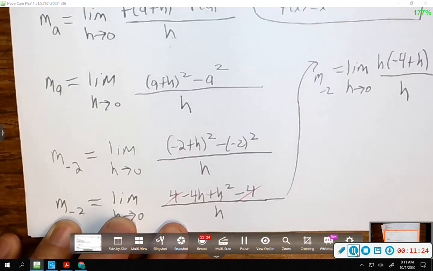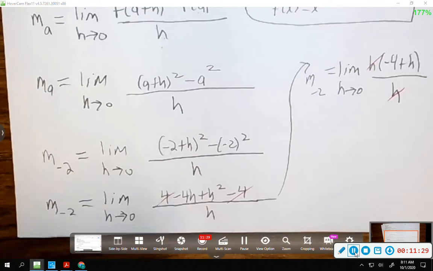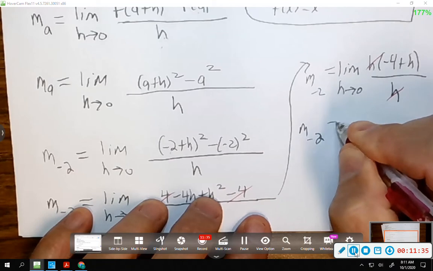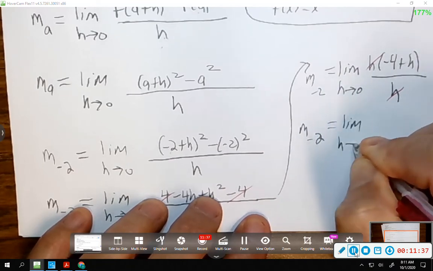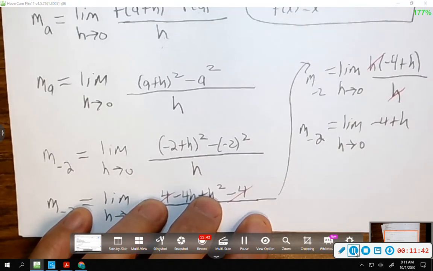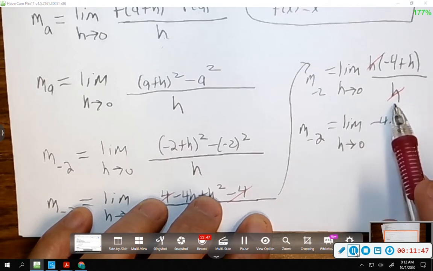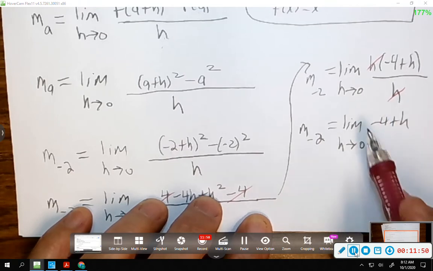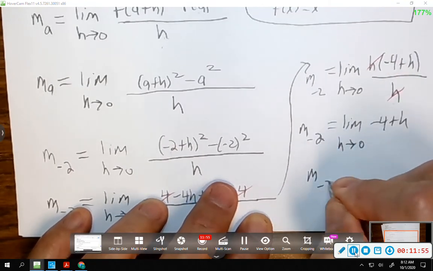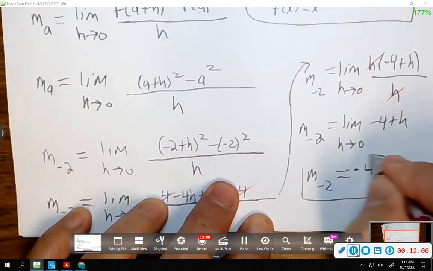Because now this is more algebraically sound to show that we are canceling this factor. The slope at negative 2 of this particular function I can find by taking the limit now. Now that h is out of the bottom, and that's always going to be key to these problems, is to get the h canceled from the denominator. When you plug 0 in, negative 4 plus 0 is negative 4. So the slope of this curve at negative 2 is negative 4.